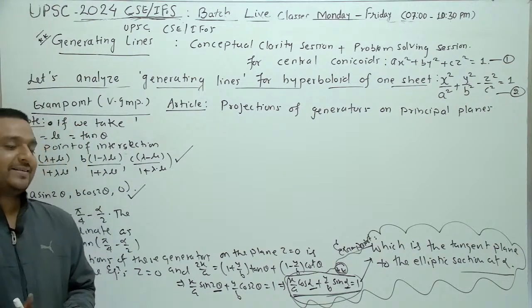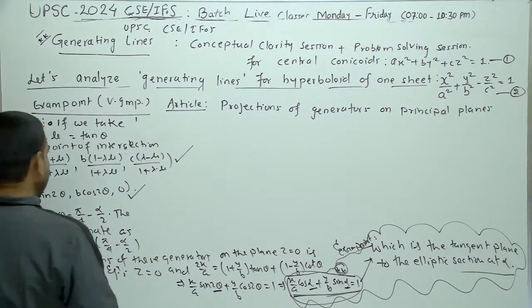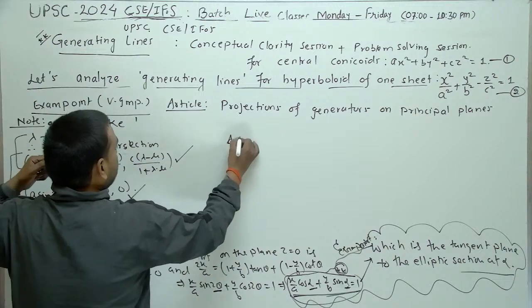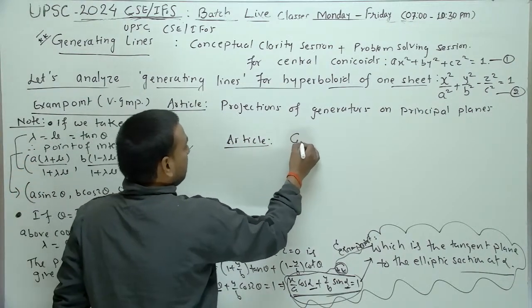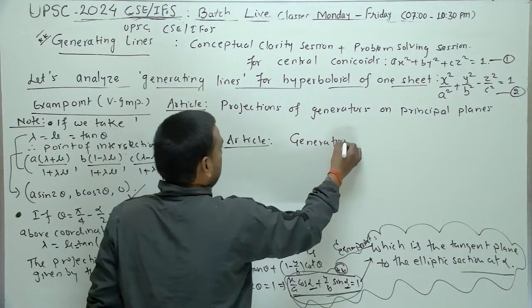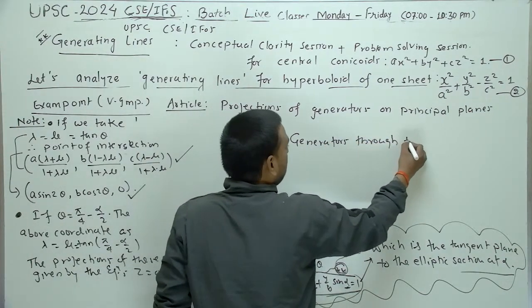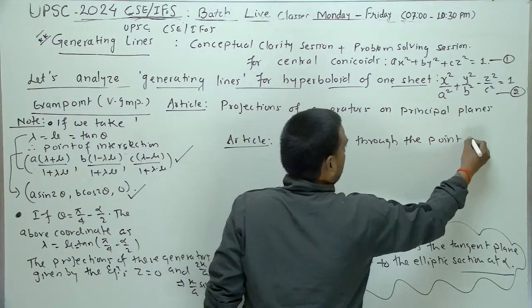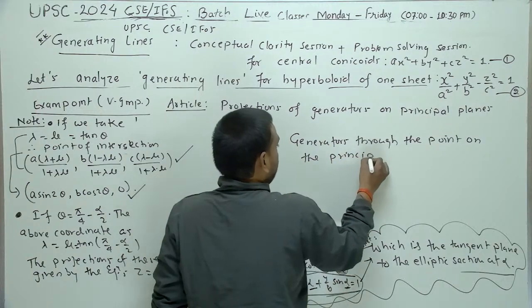Clear or not? Let's revise this article one or two more times, and you will have clarity over that. The next article you can have here, look at it: generators through the point on the principal elliptic section.